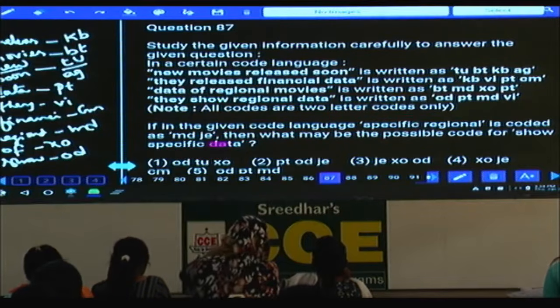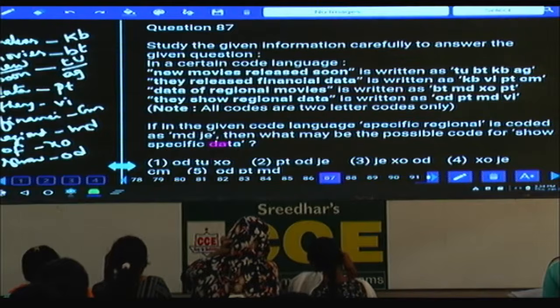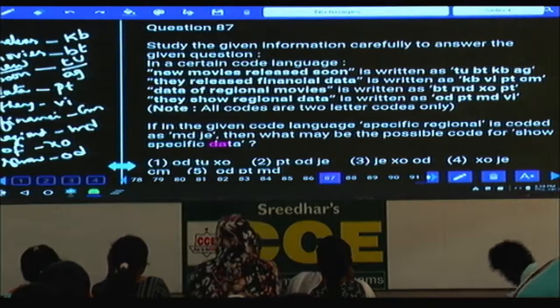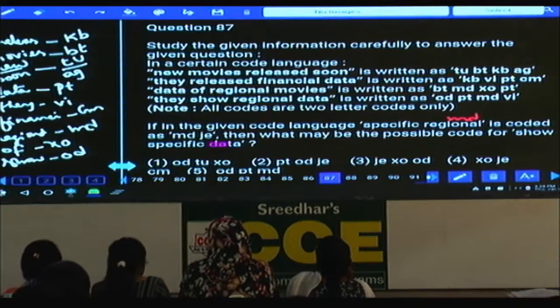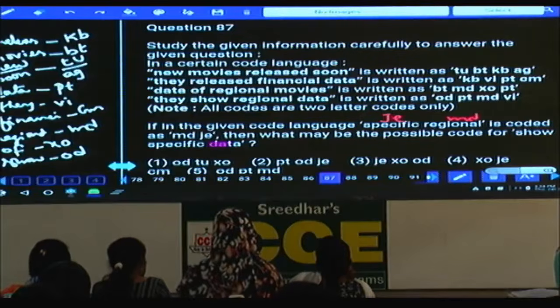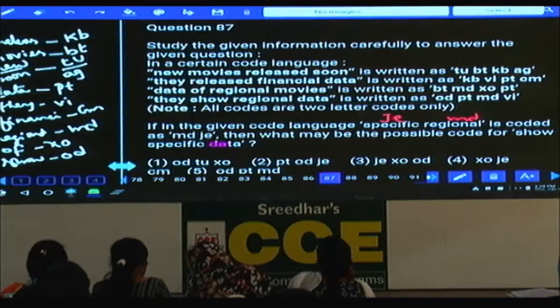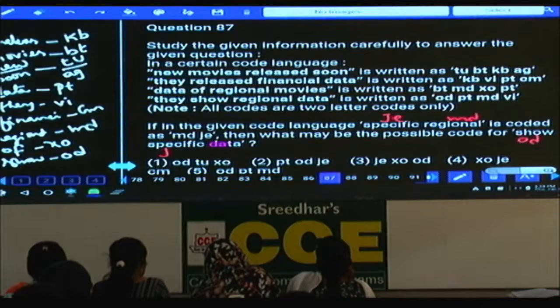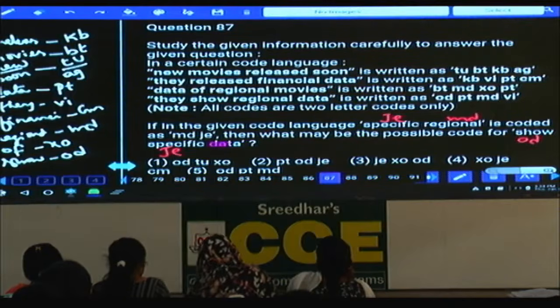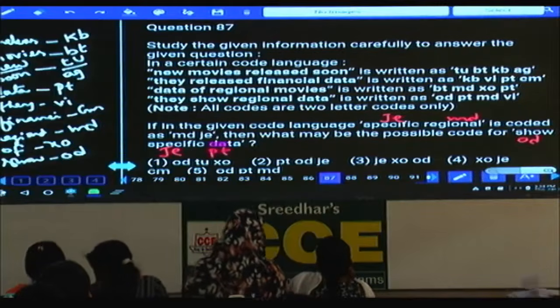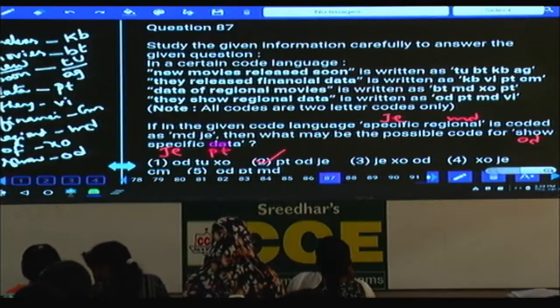Now in this 87, in the given code language, specific regional is coded as specific regional. Regional is MD, isn't it? And specific will be what? Specific will be JE. As specific will be JE, then what may be the possible code for show specific data? Show is OD, and specific I got the code JE, and data is what? Data is PT. Hence what is the answer here? OD, JE, PT, that is choice 2.